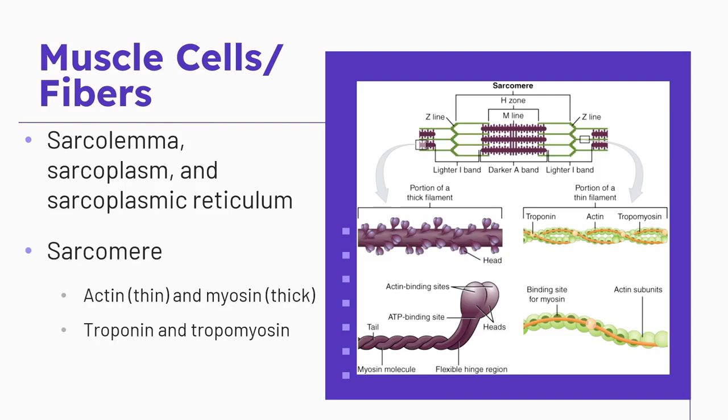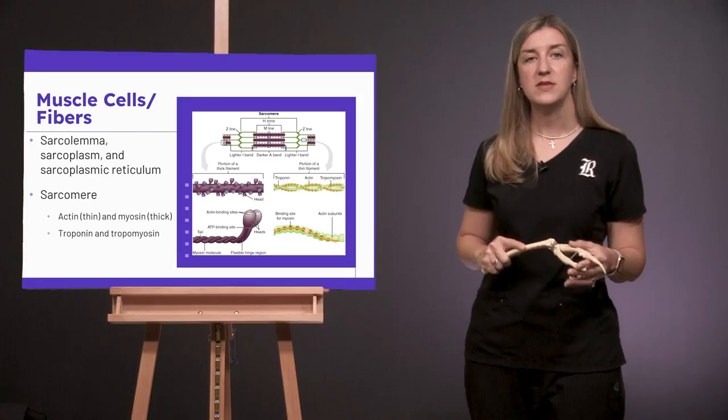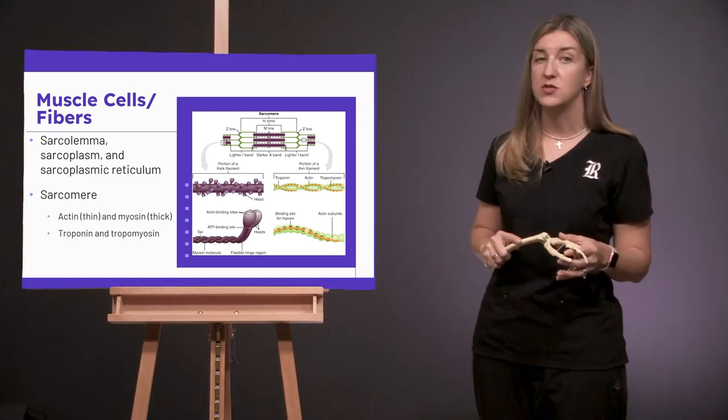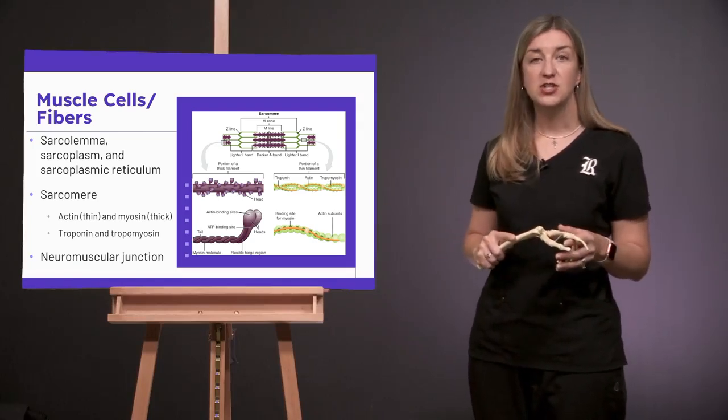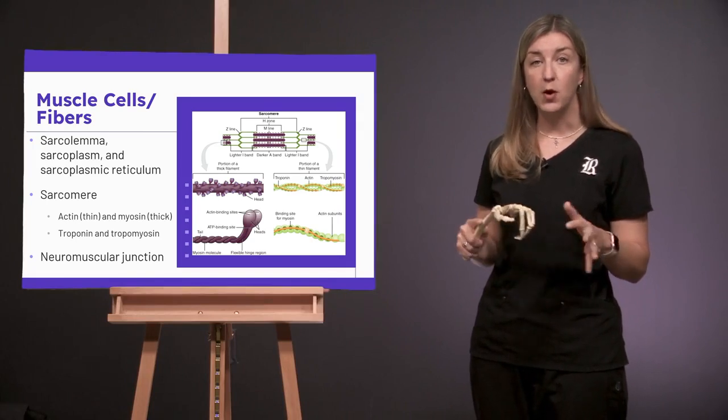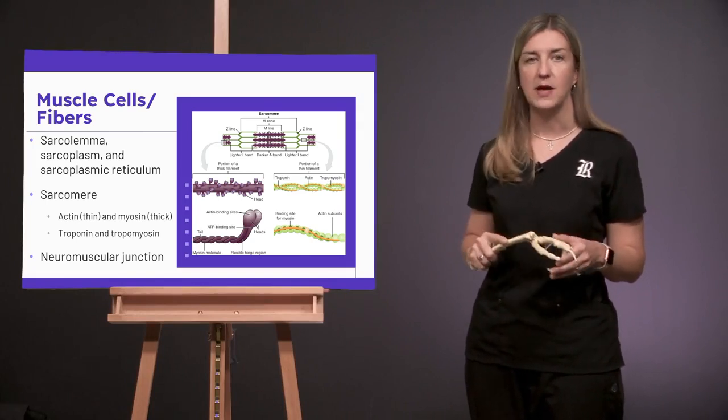The sarcomere is the functional or contractile unit of a muscle. It is made up of those alternating bands of actin or thin filament and myosin or thick filament. I remember that actin is the thin filament because it's a thinner word than myosin, which is the thick filament. Troponin and tropomyosin are regulatory proteins we will discuss in more detail next. The neuromuscular junction is also a special name for where a motor neuron or nerve meets a muscle cell.